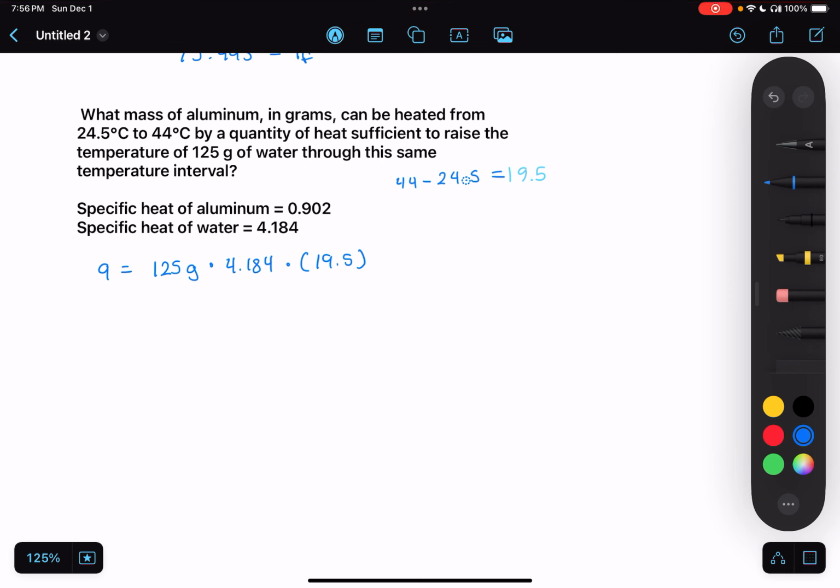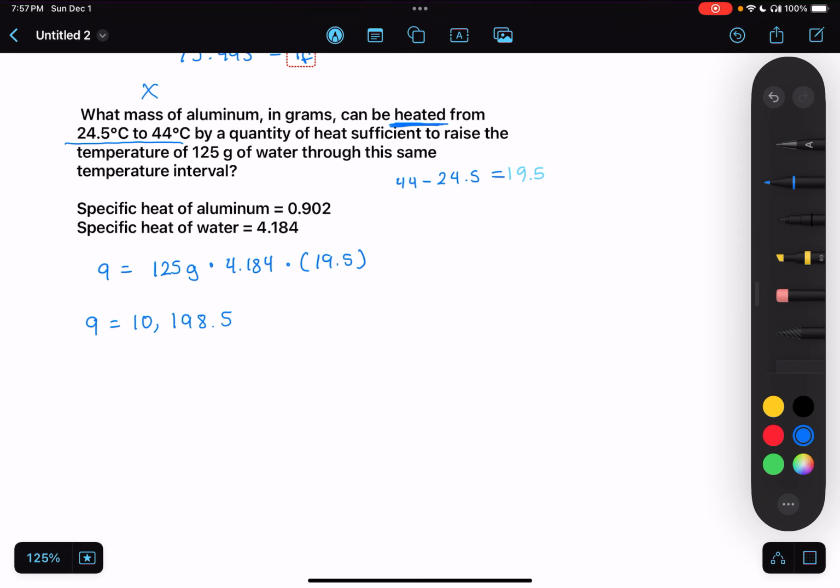Okay, just checking. So 125 times 4.184 times 19.5 is 10,198.5. So Q is equal to 10,198.5. Now remember, this Q is going to be the same heat that we're going to use to heat up an X mass of aluminum through the same temperature range.